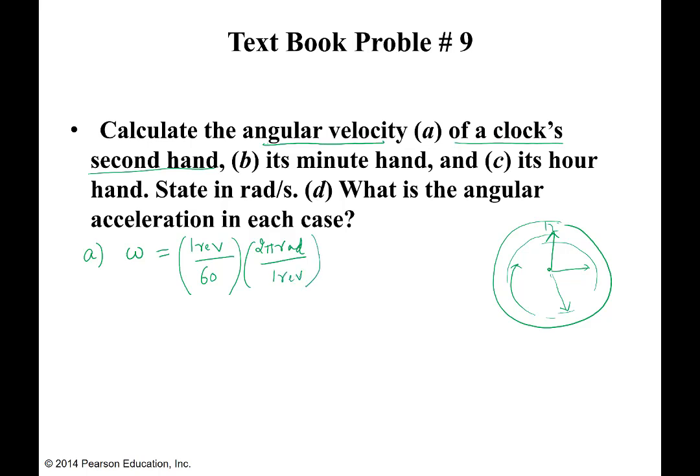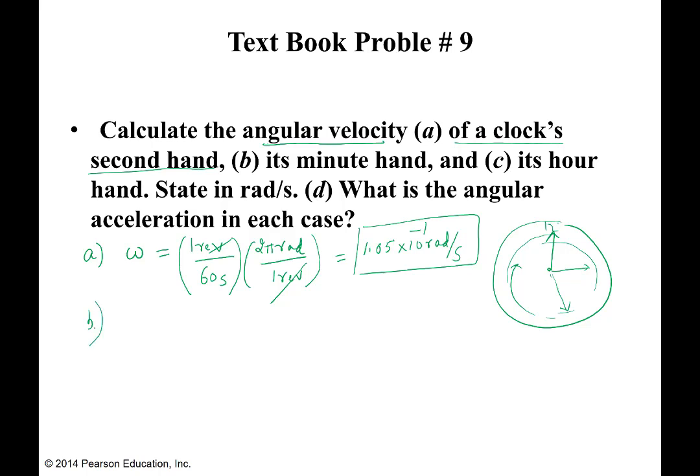So when you work on this, you will get the answer in radians per second, which represents your angular velocity. This is the angular velocity of the second hand. When you work on the math here, you'll get 1.05 times 10 to the power of minus 1 radians per second, and this is in scientific notation.